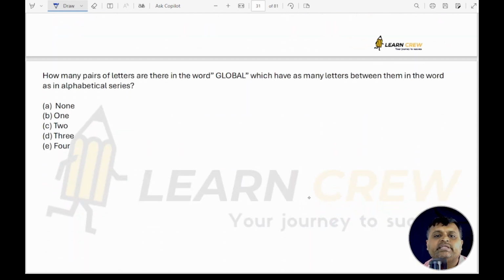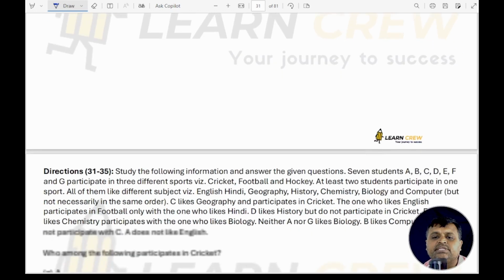How many pairs of letters are there in the word GLOBAL which have as many letters between them in the word as in the alphabetical series? It is very clear: between A and B there is no gap, alphabetically also no gap. L, M, N, O: there are 2 letters here, and alphabetically also you will have 2 letters. Then anything else? Between G and L: G, H, I, J, K, L. So there are 3 such pairs of letters. So the answer is 3.